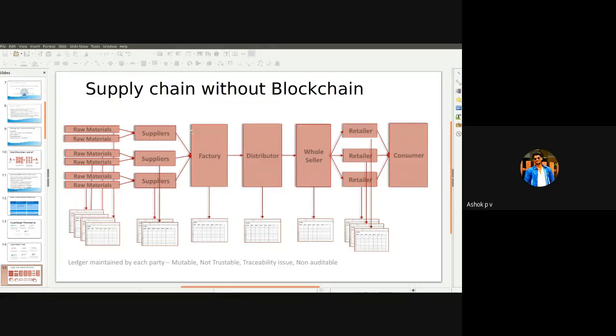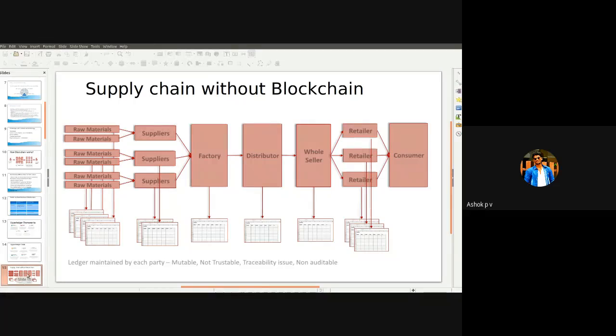If you see here, each one of them has their own database and their own transactions, but they are not available across every one of them, so it is not transparent. Even the customer doesn't know when the product was created, when it was processed, or what the actual expiry date of the food product is. But what if the customer gets to know where it was processed, where it actually started, and the date of the product he has in his hands? Everyone gets to know about it.